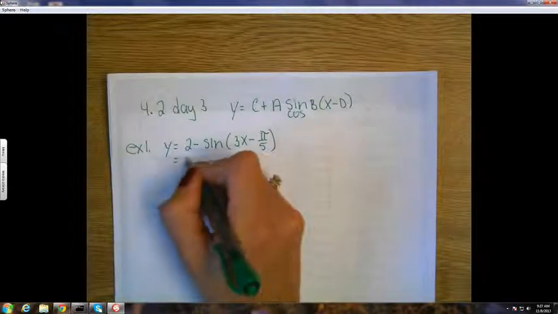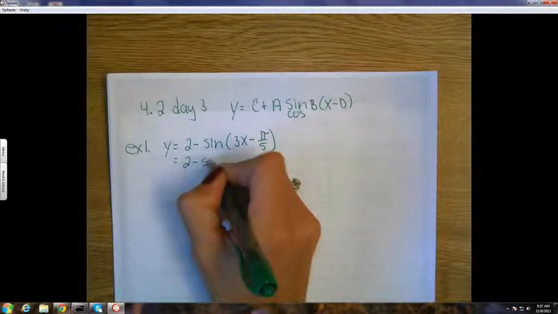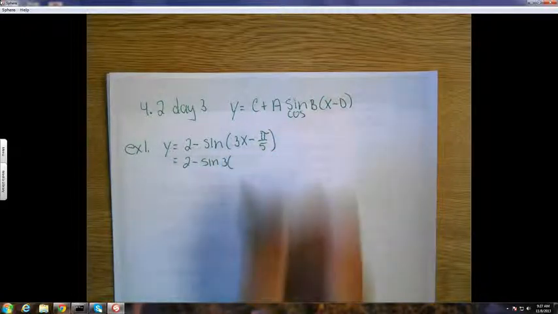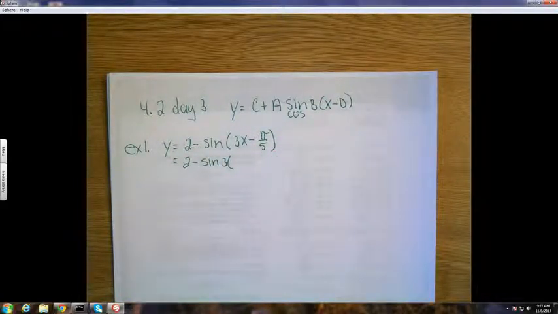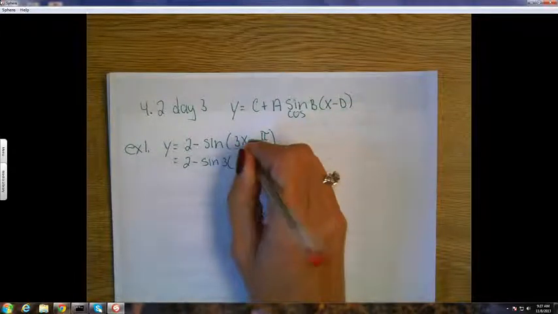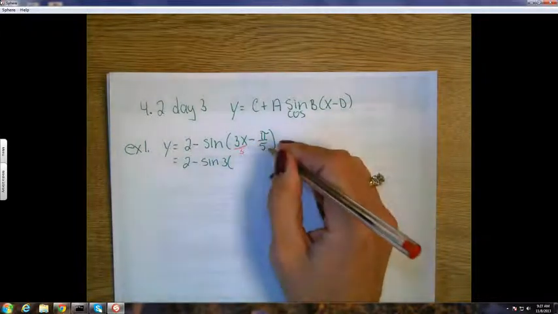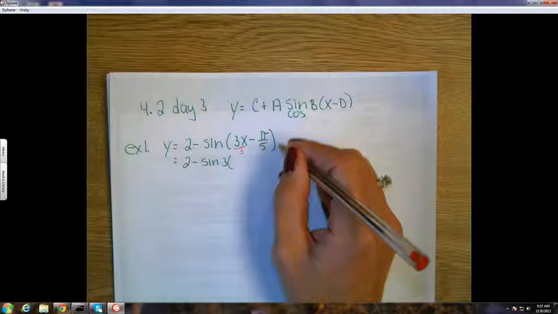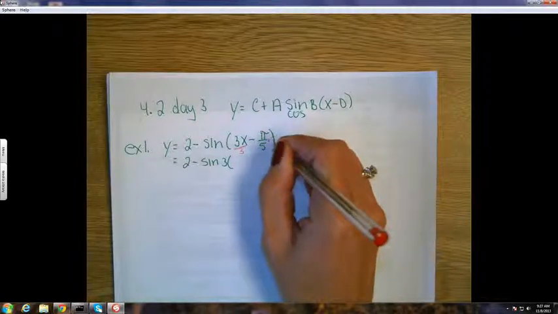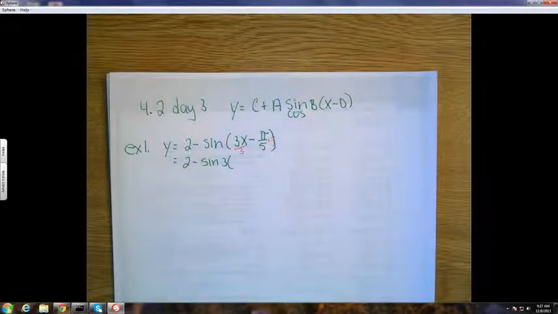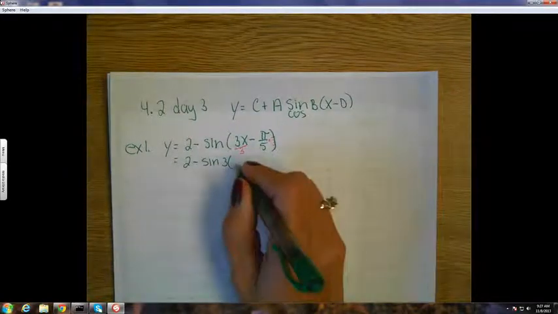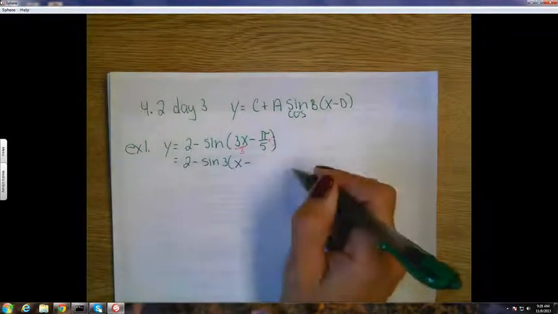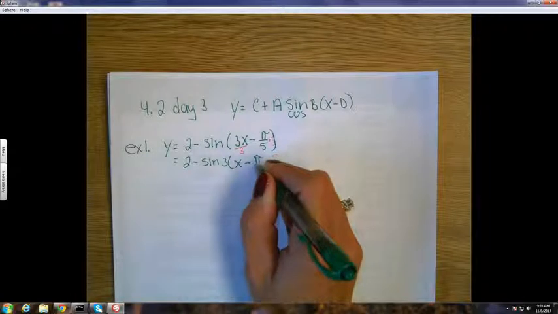So, 2 minus sine. But the process to take it out is to divide. So we divide by 3. What's the same as dividing by 3 here? That's going to make my life easier. Times by 1/3, because it's next to a fraction. So, that'll give me x minus pi over 15.